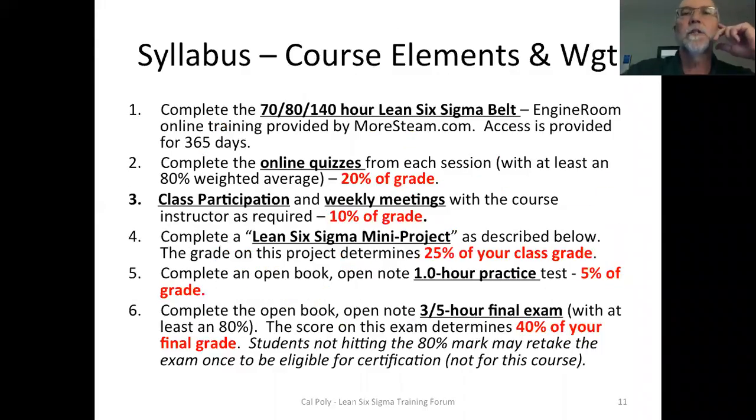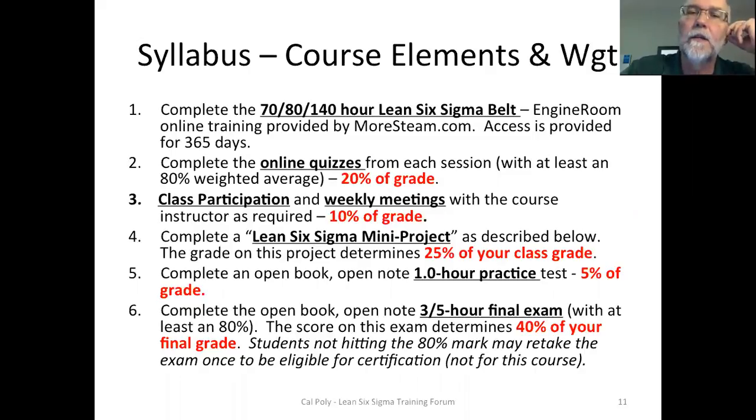So this is the breakdown on the course elements, and I usually have for each specific class a sheet like this that can break it down. I would refer you to the specific syllabus for the course that you're taking, either the transactional, the green belt, or the black belt. You have to complete the engine room training, which is the 70, 80, or 140 hours training at moresteam.com. Hopefully all of you have access at this point in time.